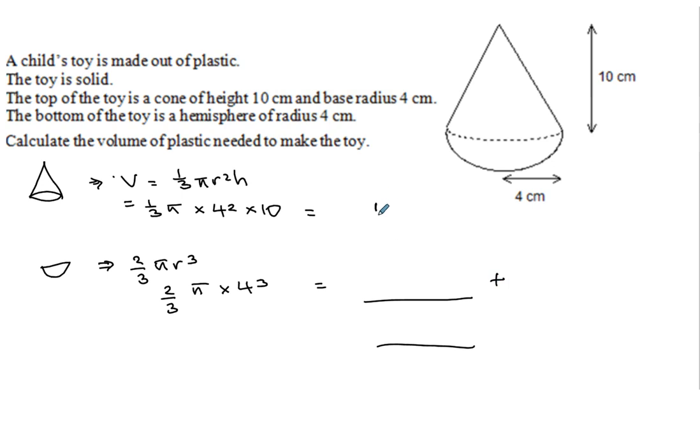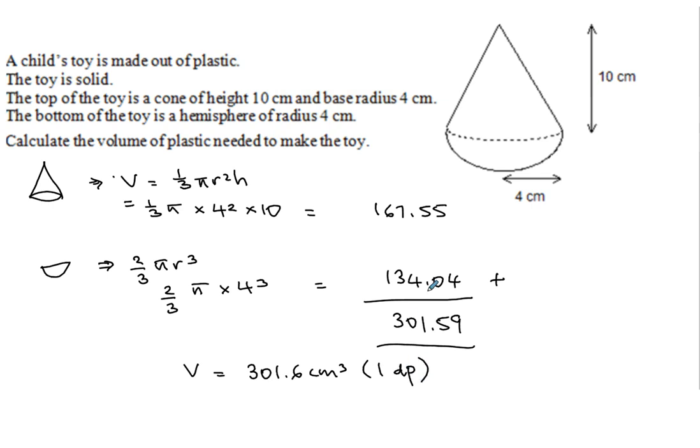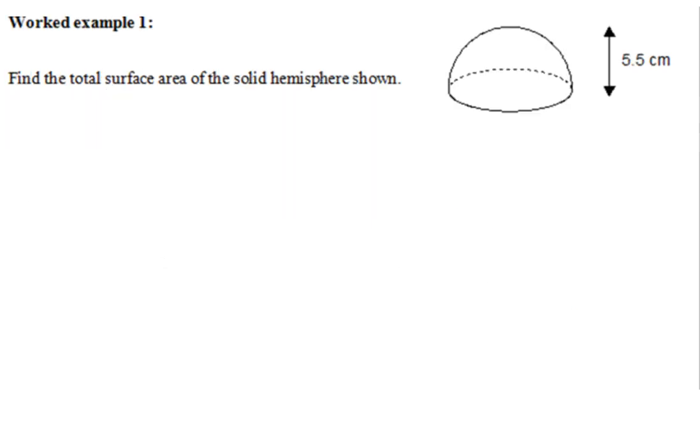So you've got 167.55, you've got 134.04, and you get 301.59. And we'll just say the volume equals 301.6 centimeter cubed to 1 decimal place. So these combined shapes, you just have to apply the formula, add it, and you're done. Effortless, yes?